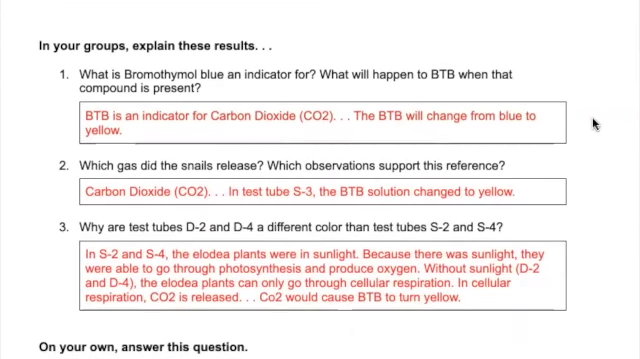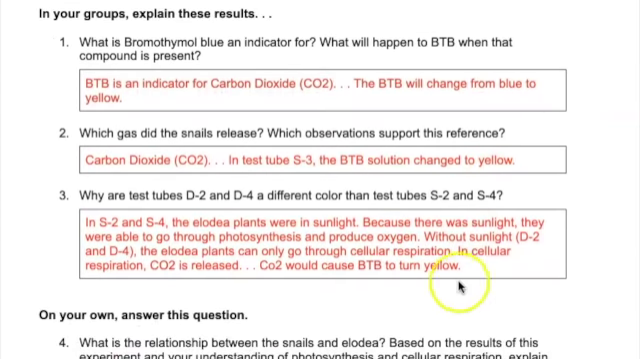I had 3 questions for us to respond to. For my groups that saw this on Friday, these are similar to the questions that I had you go through with your breakout groups. For the groups that saw me today, these are exactly the same as the ones you discussed within your breakout groups. So the first question says, what is bromothymol blue an indicator for? And what will happen to BTB when that compound is present?